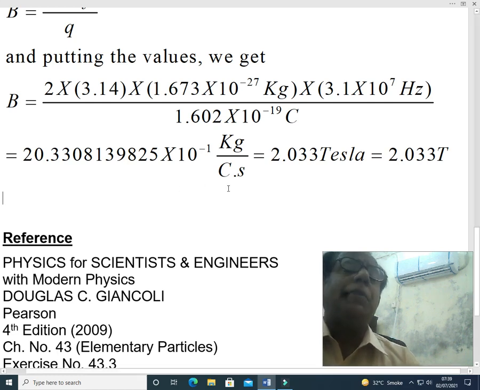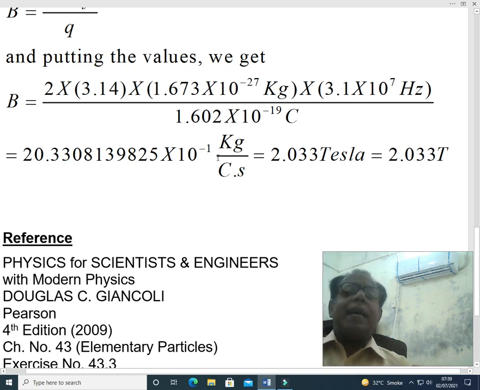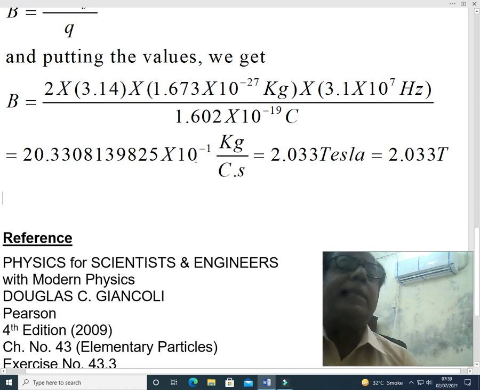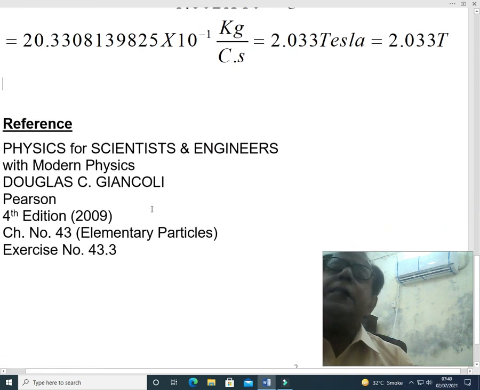From the definition, this is the definition of Tesla. Tesla is defined as kilogram per coulomb second. So in place of kilogram per coulomb second, we can write Tesla. So this is 2.033 Tesla, because dear students, when 10 raised to the power inverse is removed, it will shift the decimal one step behind. So in place of 20.33, it will become 2.033. So our solution, the value of the magnetic field, is 2.033 Tesla, and this is the end of our solution.